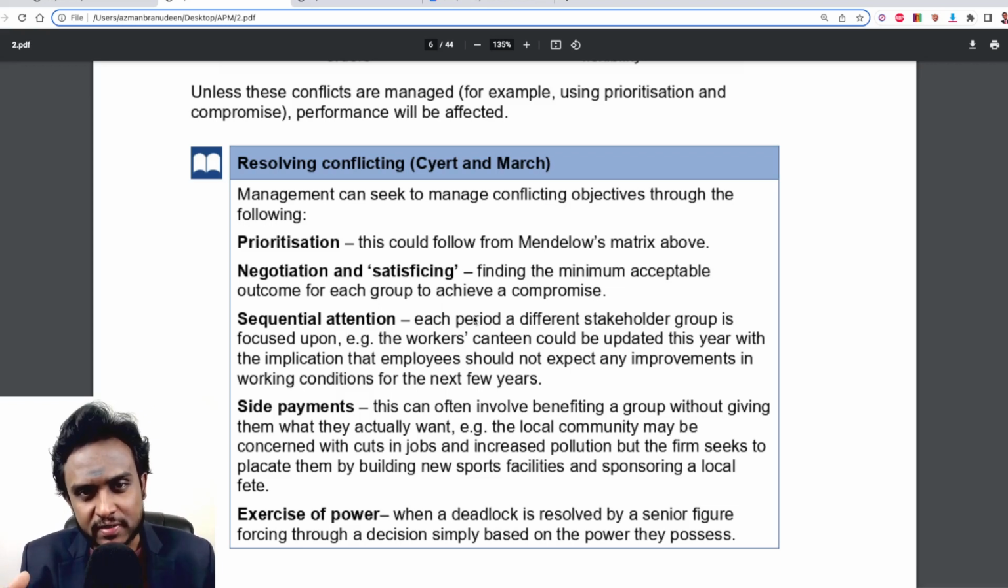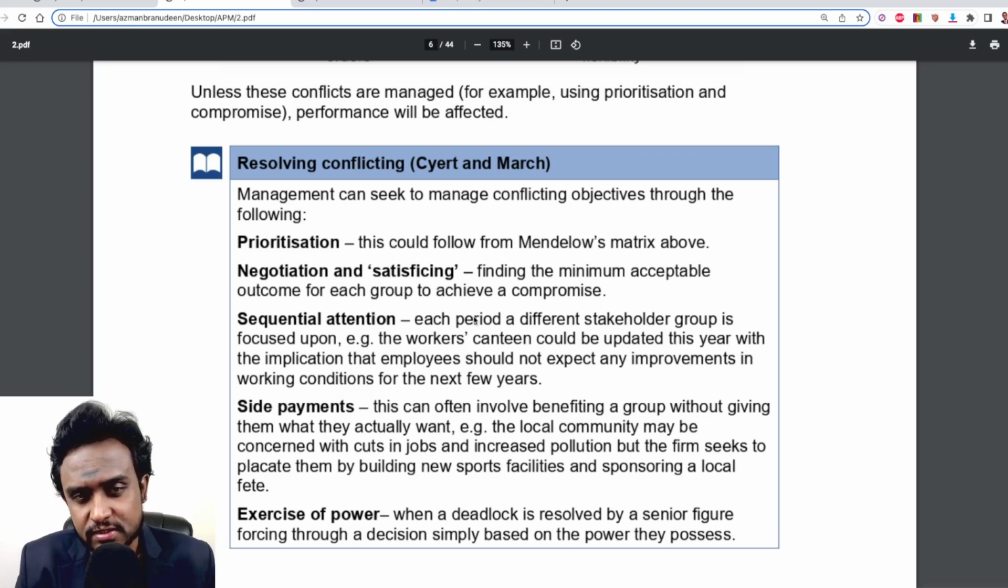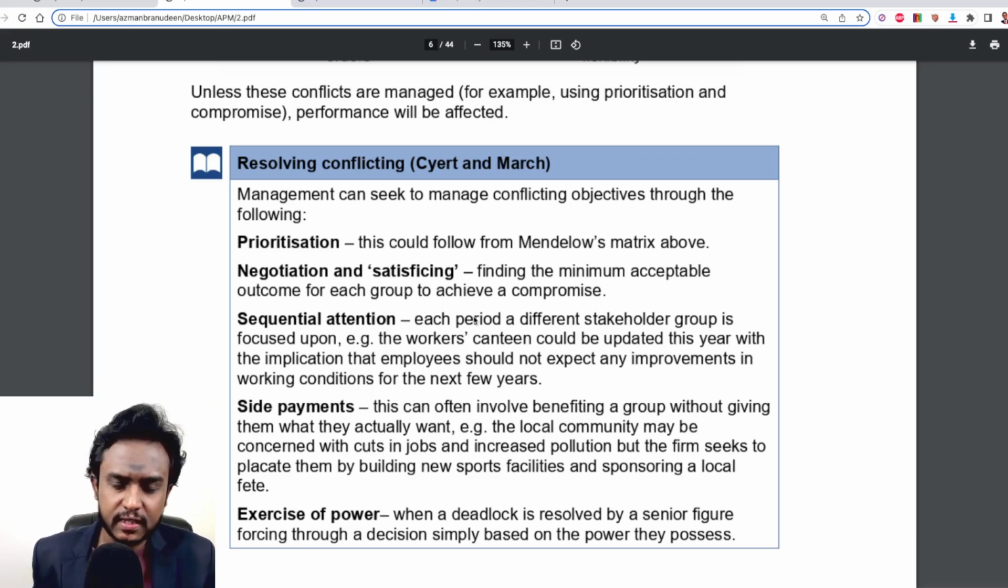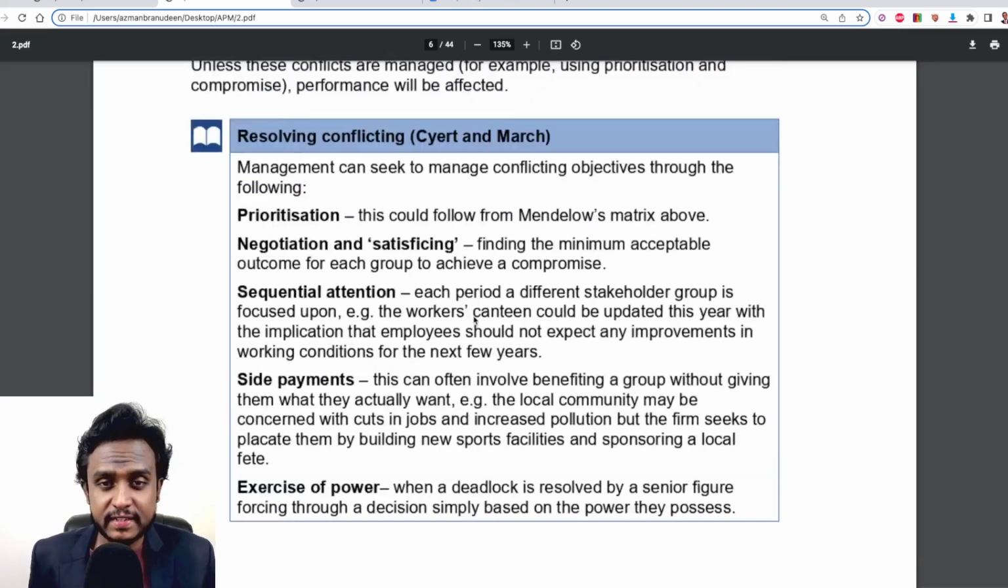Or exercise of power. That's sort of the ultimate move, where if nothing else works, then you just go ahead with your executive power. It could be the CEO, the chairman, or a CXO making such decisions, where there are too many conflicts, and then you decide that this is the way forward, and then they all have to stay in line with that. So that's conflict resolution. So you do try to manage your conflicts.